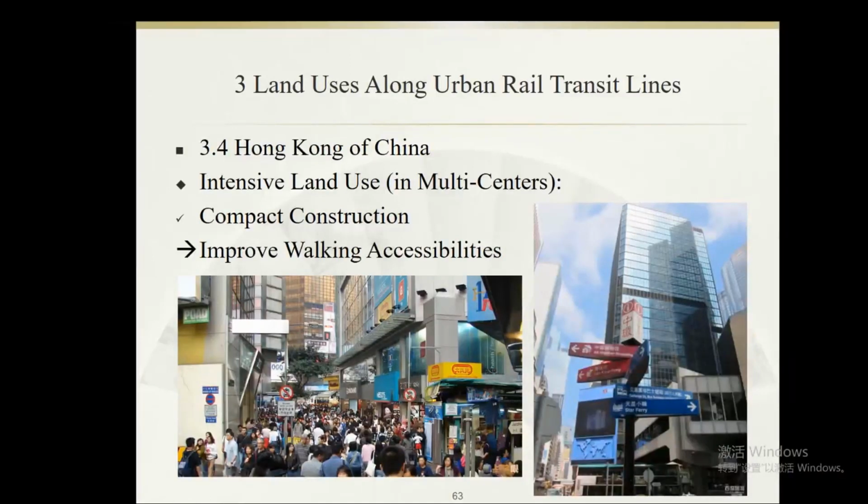The first characteristic about the land use in Hong Kong is the intensive land use in multi-centers. Okay, Hong Kong has at least three city centers. First, compact construction, very compact, to improve walking accessibility. Make the buildings compact with each other, very near to each other. People can access each building on the street, utilize the bridges connecting different buildings, and also the tunnels underground.